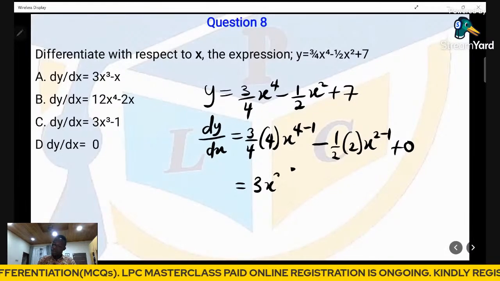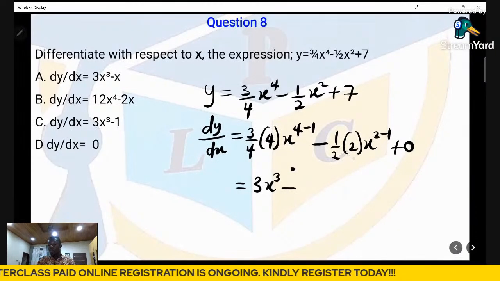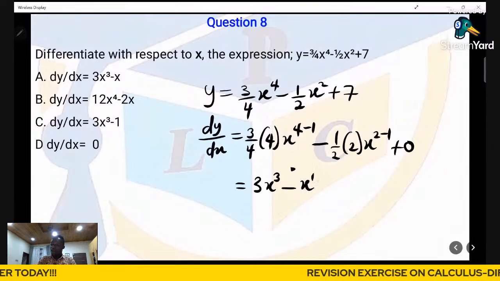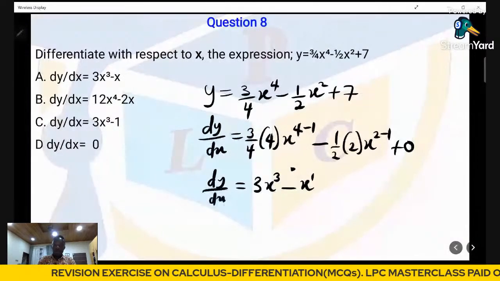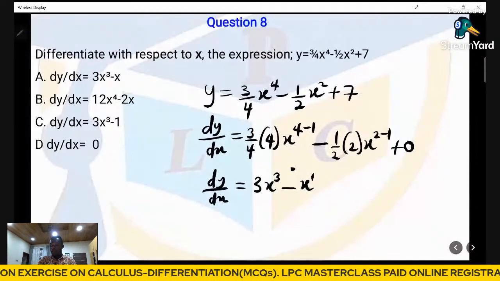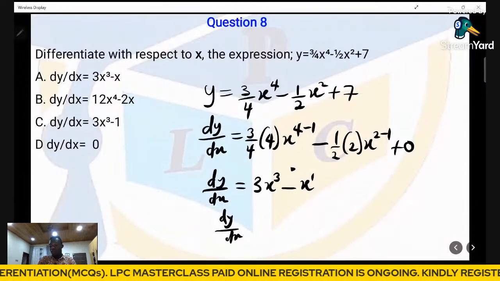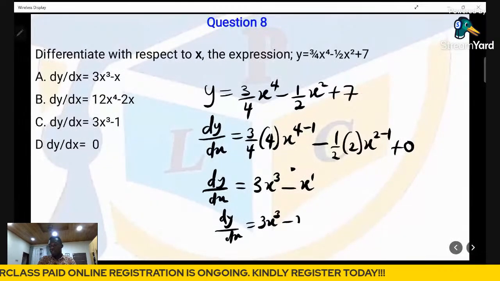3x to the power of 3, okay, minus, then a half multiplying 2, you're also getting 1, because the half will cancel the 2, making it 1. So we are getting negative x to the power of 1, and we don't repeat the 0 again, okay. So that becomes our dy over dx. So for me to write it better, we'll say that my dy over dx is going to result to 3x cubed minus x.